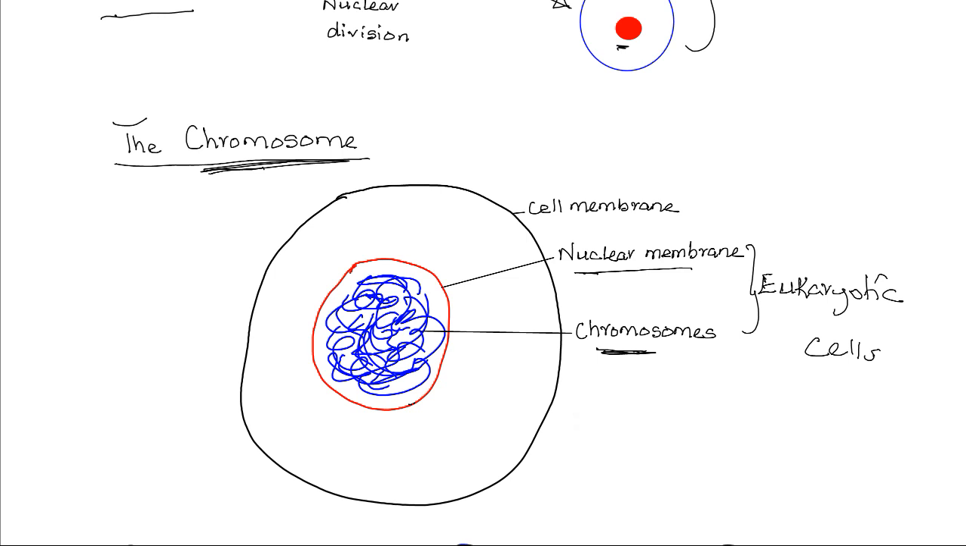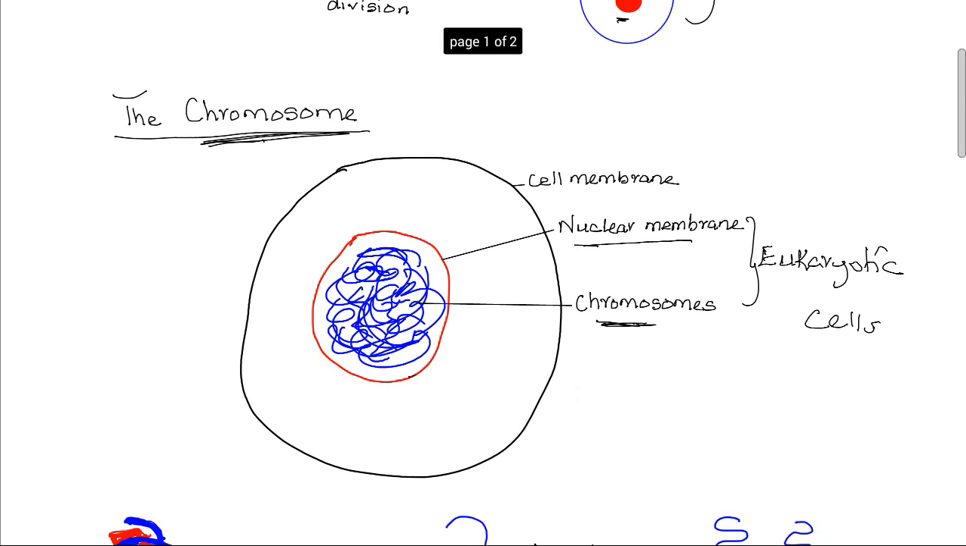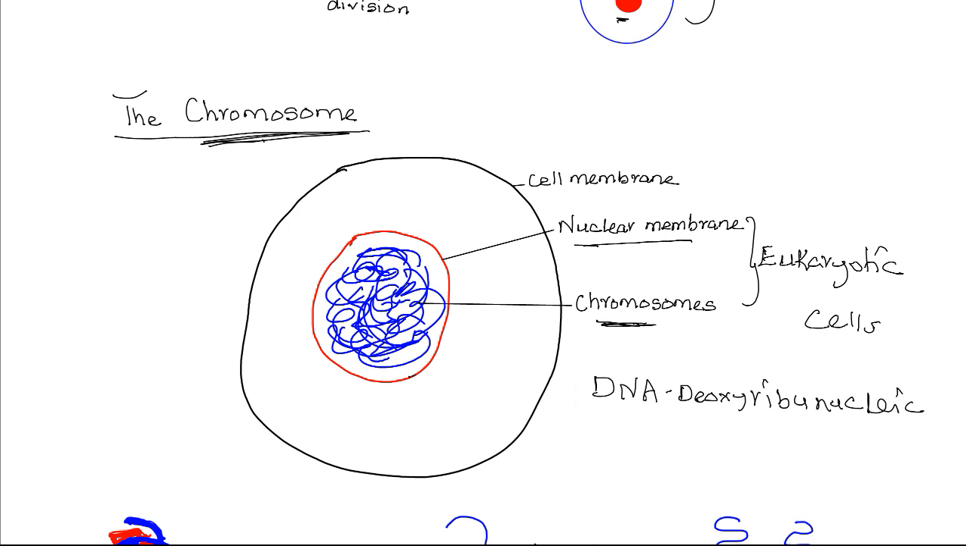So the chromosomes are made up of long chains of molecules known as DNA, which is the abbreviation of deoxyribonucleic acid. Deoxyribonucleic acid makes up the chromosomes.